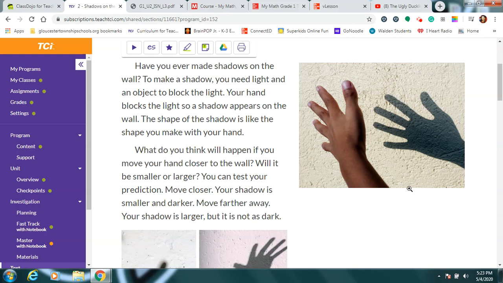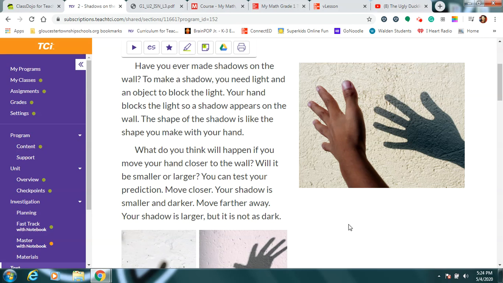What do you think would happen if you moved your hand closer to the wall or further away? So if I shine a light on my hand until I see the shadow on the wall, and then I begin to move my hand closer to the wall, do you think the shadow will get smaller or larger as I get closer to the wall? Test out your prediction and see what will happen when you move closer. It looks like your shadow probably gets smaller and darker. Check that out. Give it a try.